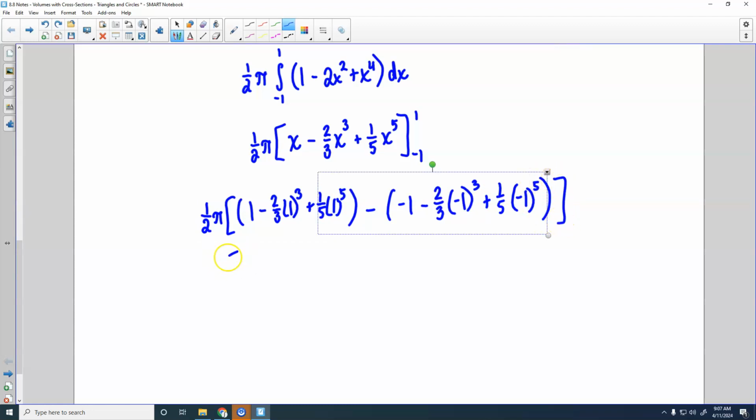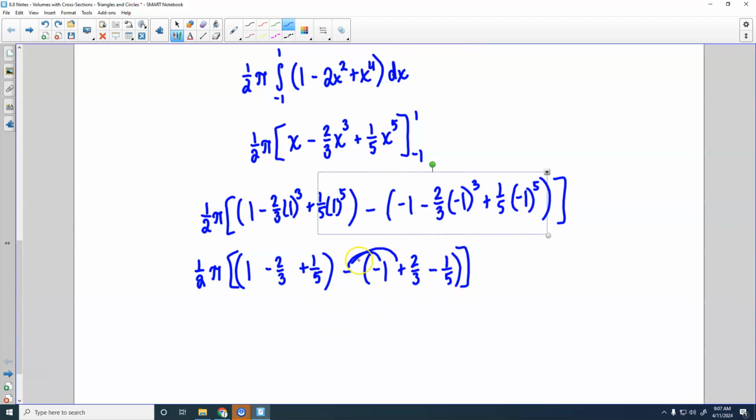So we got 1 minus 2/3 plus 1/5. Half pi stays out front. Over here, we're going to have -1. This is going to be plus 2/3 and minus 1/5. But then the negative needs to be distributed. Now, if we were on an FRQ, we could have stopped right here. Right, on an FRQ we don't have to go past this. But let's finish this one out.